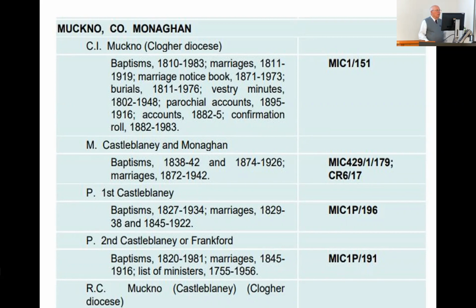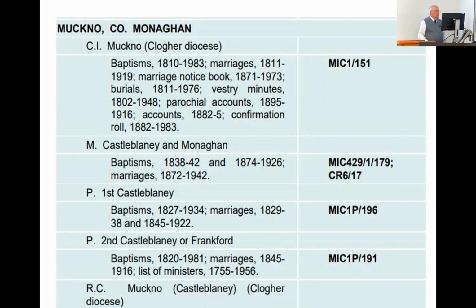The CI for Mucknow is Church of Ireland, and the baptisms 1810 to 1983. M at Castleblaney is Methodist. Baptisms 1838 to 42. And you notice quite a gap here, 1874 to 1926.